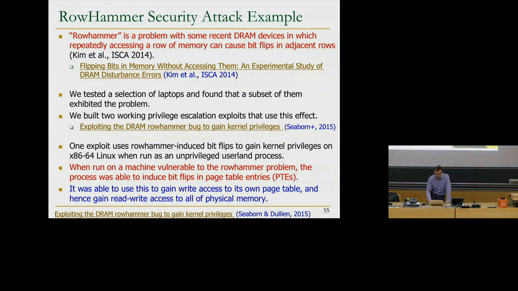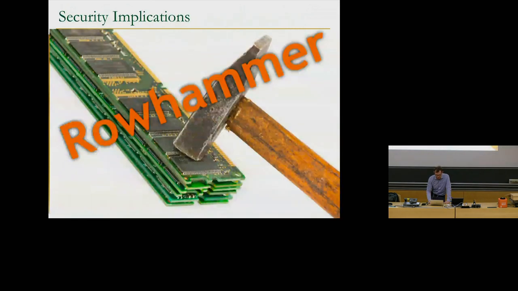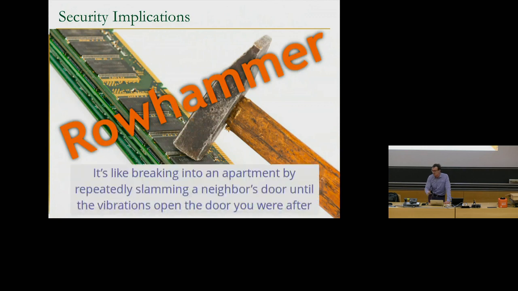And other people have done this, actually, and as a result, people actually draw pictures like this. I'm going to give you an example of the attacks. If you're interested, you can do the readings. I'm not going to go into detail. But one of the hackers on the internet actually summarizes the Rowhammer attack like this. It's like breaking into an apartment by repeatedly slamming your neighbor's door until the vibrations open the door that you're after. That's actually a very good description, I think. It's good to see these insightful descriptions.